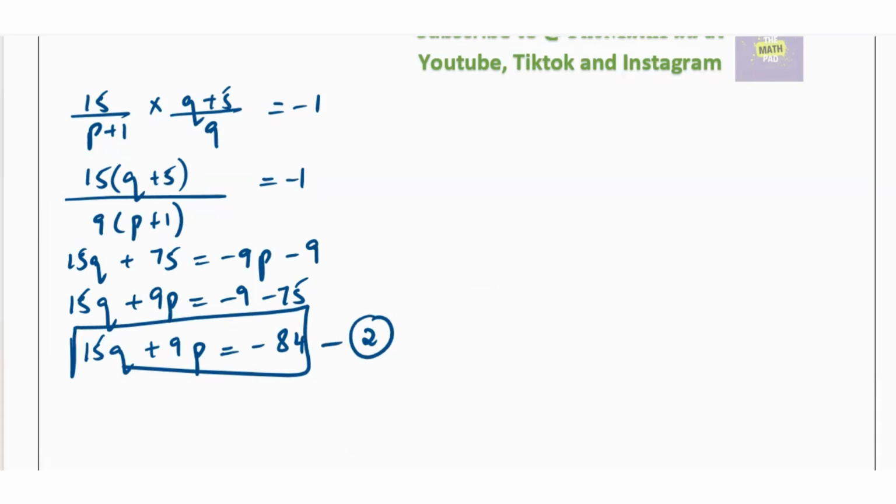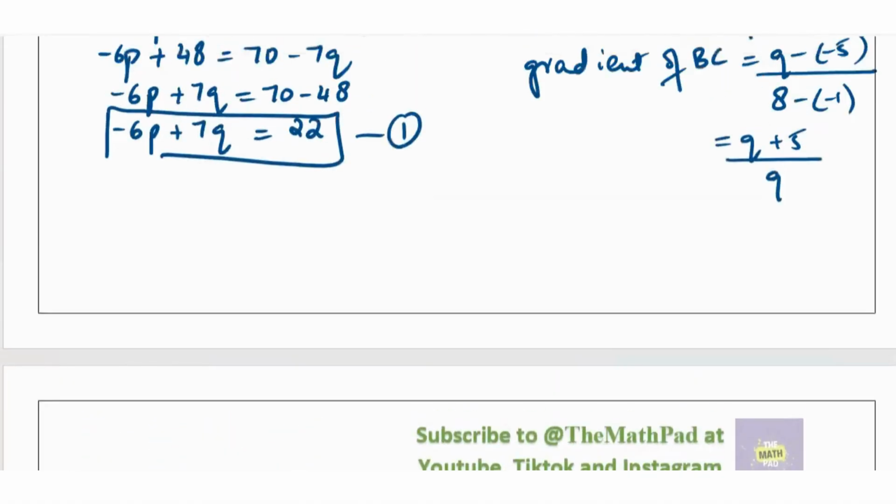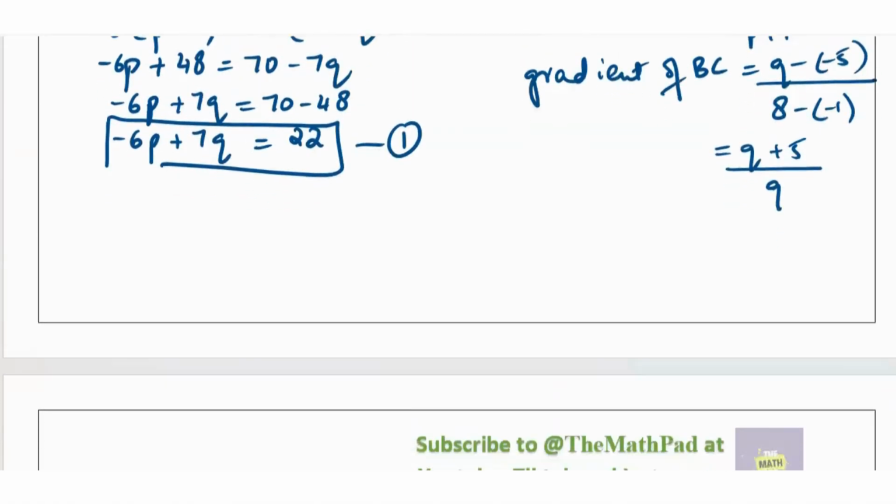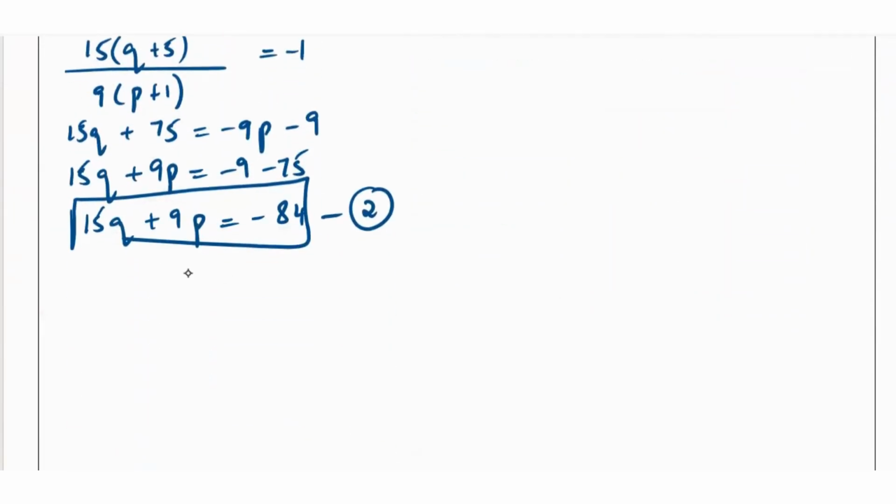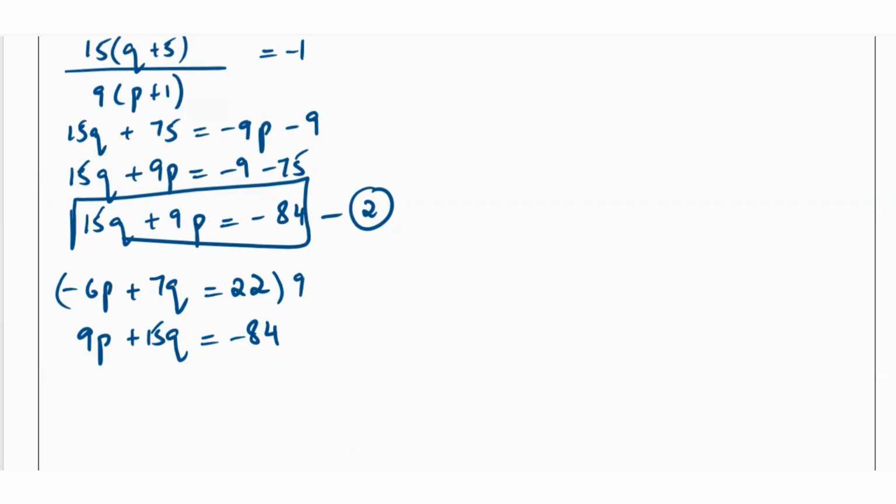Now we solve this and the other one simultaneously. So that was -6P plus 7Q equals 22, and 9P plus 15Q equals -84. Now to solve them simultaneously, it's best that we use the elimination method because that's easier and less time consuming. We have to make the coefficients equal. So what we can do is times this by 9 and this by 6.